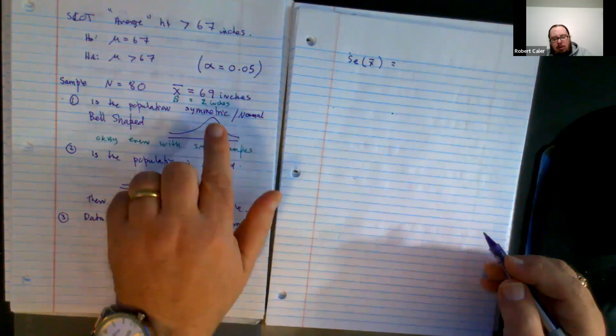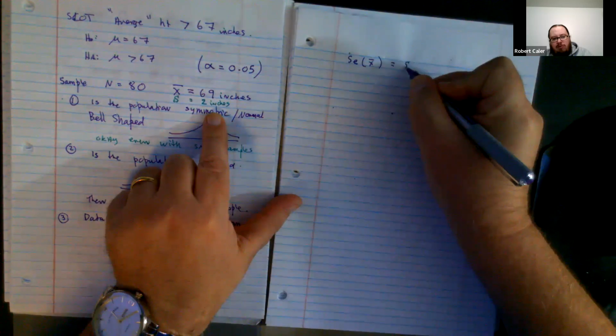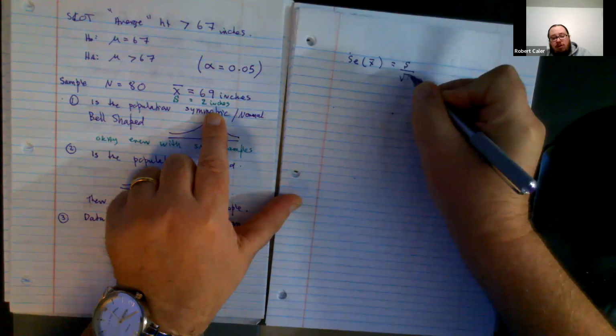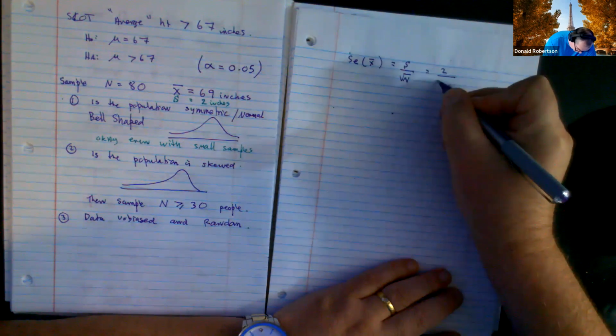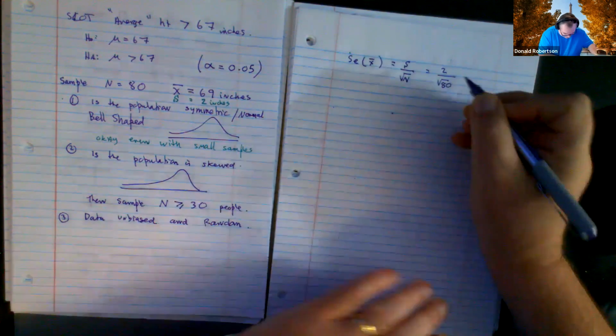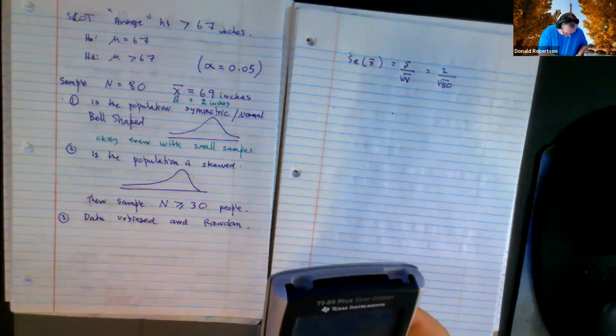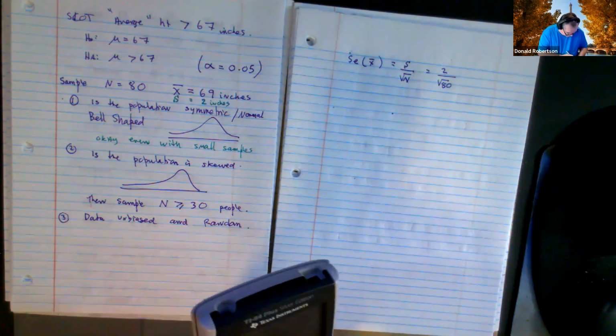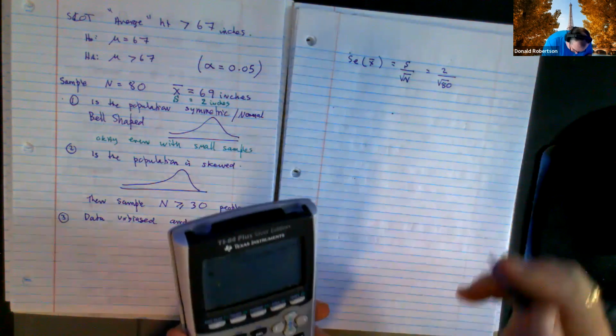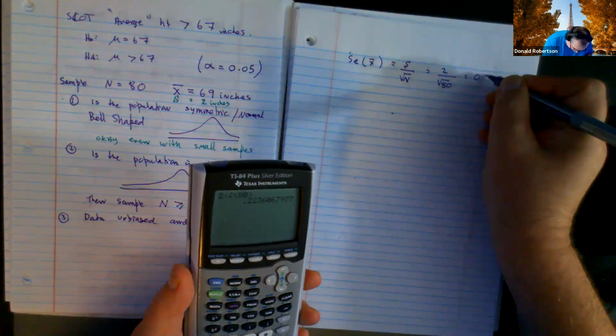Isn't it the standard deviation over the square root of the sample size? Yes. So in this case, it's going to be 2 inches divided by the square root of 80. And so here we go: 2 divided by the square root of 80. And that answer is 0.224, at least to 3 decimal places.